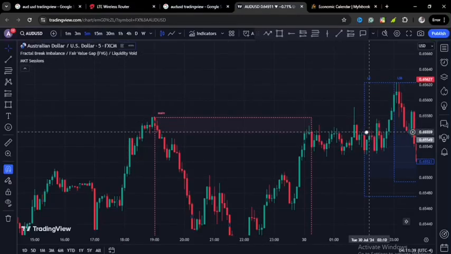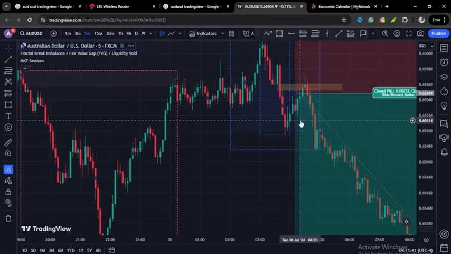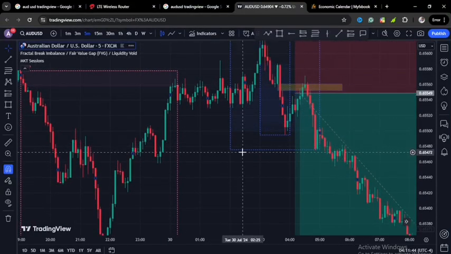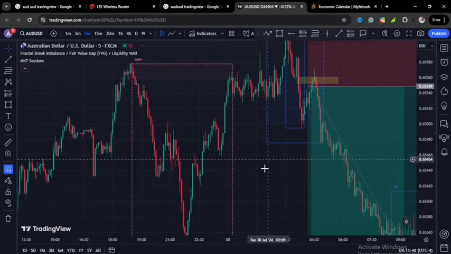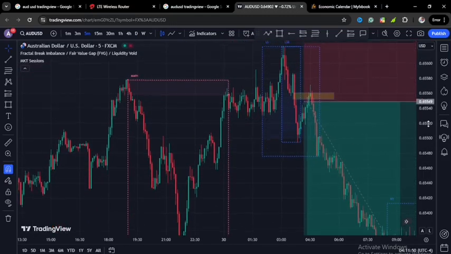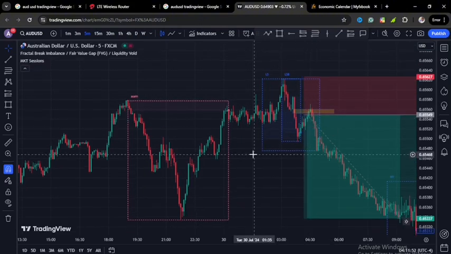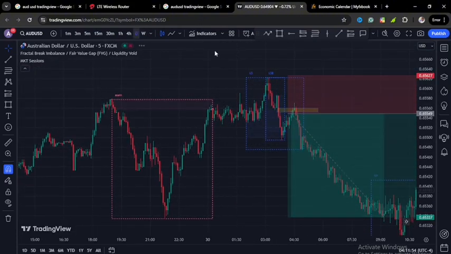Okay, so I want to do a quick review of yesterday, 30th July, Tuesday, and what happened on AUDUSD. So my bias is basically on the daily time frame.